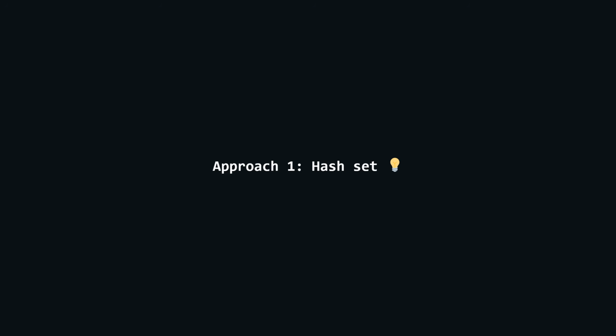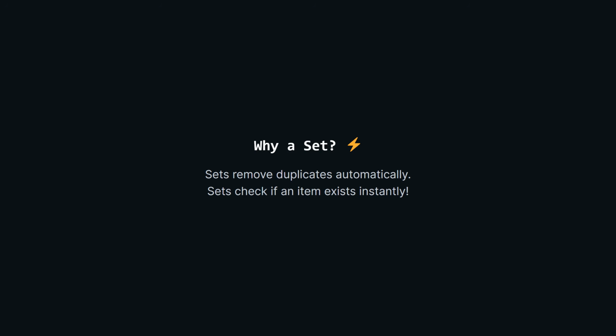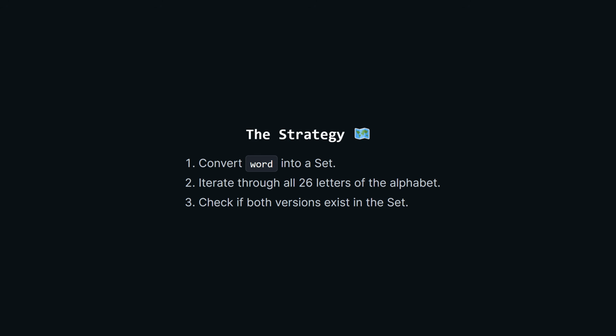Alright, let's look at the best way to solve this. The editorial calls this approach #set. The core idea here is that searching through the whole string over and over again to find letters would be slow. Instead, we can put all the characters into a set for instant lookups. A set is perfect because it automatically removes duplicate letters, which we don't care about anyway, and checking if a specific letter is inside a set is incredibly fast. So our game plan is to convert the word into a set, and then simply loop through all 26 letters of the standard English alphabet, checking if both the lower and upper versions are in our set.